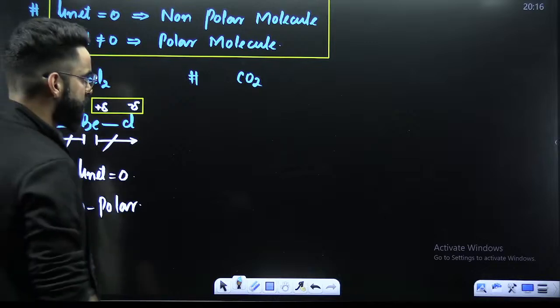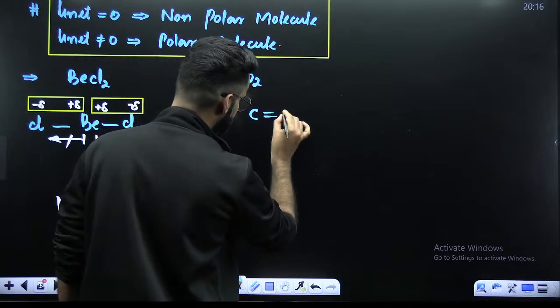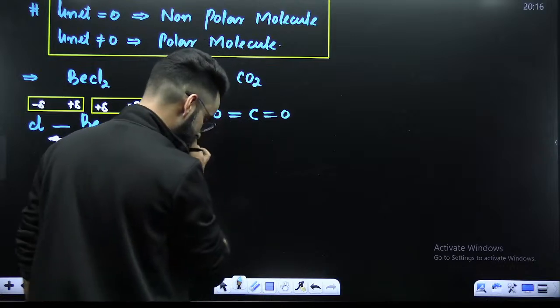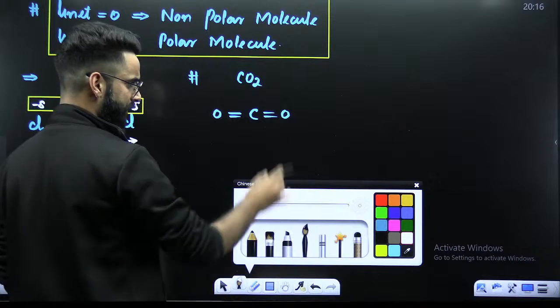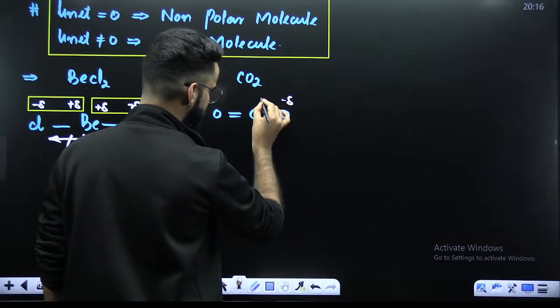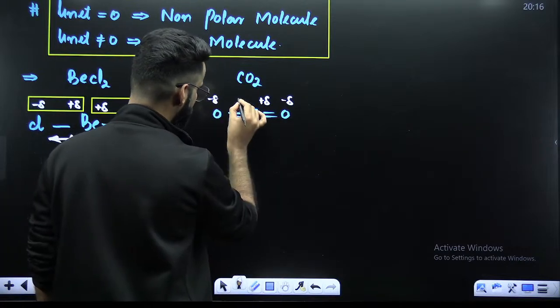I believe you know its structure. This is your carbon, double bond O, double bond oxygen. Now, talk about this particular bond first between carbon and oxygen. Which one is more electronegative? Oxygen. So delta negative, delta positive. Similarly, delta negative, delta positive.